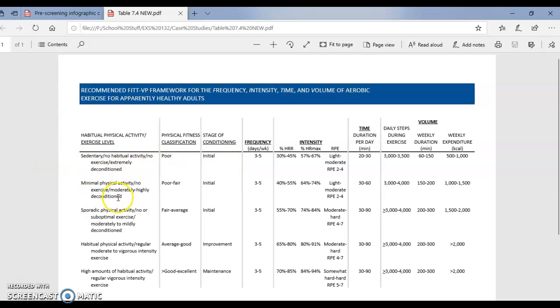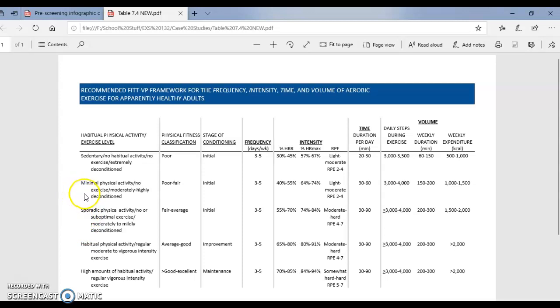Minimal physical activity means that she's doing no exercise and she's moderately to highly deconditioned. She may fall into that category. I think a more realistic category for her is sporadic physical activity, because she said that she's active with her kids, but she is not exercising regularly. So she's doing suboptimal exercise, and she's probably mildly to moderately deconditioned. If it were me, I would put her in the sporadic physical activity category.